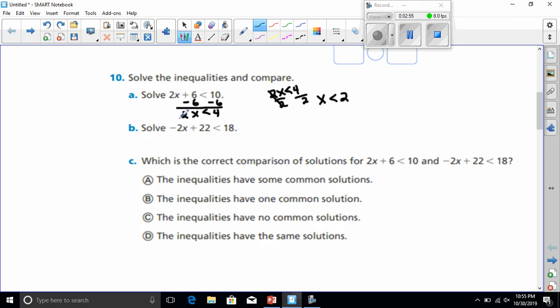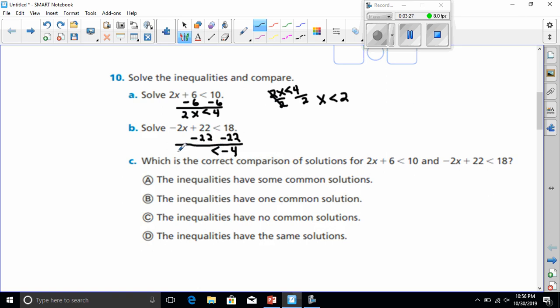Now they tell me to solve b. This time they put negative 2x plus 22 is less than 18. Well, once again, I have to get my numbers on the other side from where my letter is. So I'm going to minus 22. Whatever I do to one side, I'll do to the other. Well, let's see. Negative 22 and 18, that's going to be negative 4. And it's still less than.